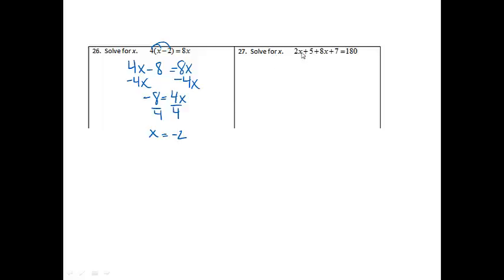Right, number 27, solving for x. I would like to get my like terms together, so I'm going to combine the 2x and the 8x, and that will give me 10x. And then if I combine the 5 and the 7, that will give me a positive 12, and then it will equal 180. And then if I just use my solving rules, the next thing that I'm going to do is subtract 12 from both sides. So I'll get 10x equals 168. And then from here, we'll divide both sides by 10, and I'll get x equals 16.8.